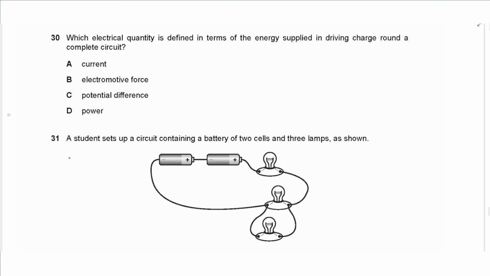That would be potential difference or electromotive force. But since we are moving around a complete circuit, that would be an electromotive force of a power supply, not potential difference. Potential difference would be between 2 points in the circuit, not the whole circuit. So here we choose B.